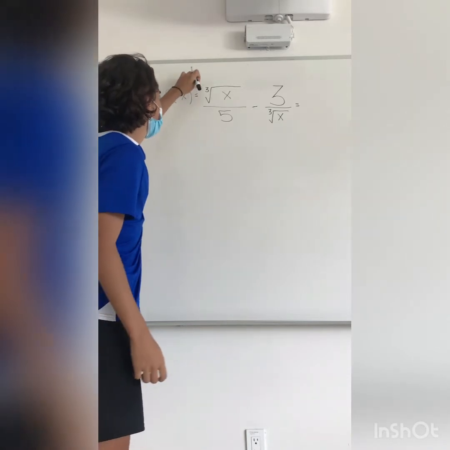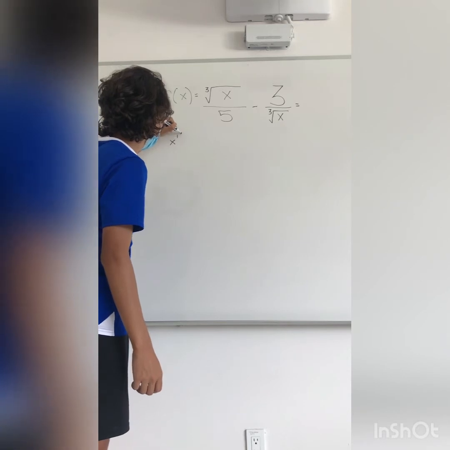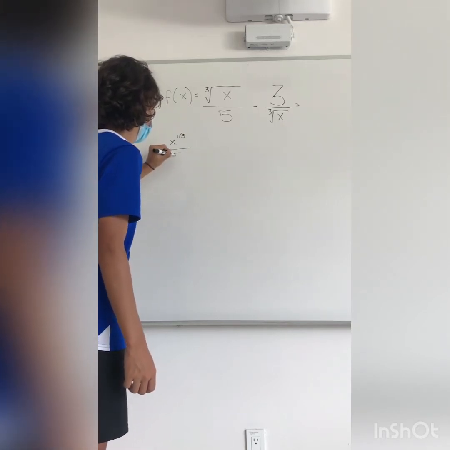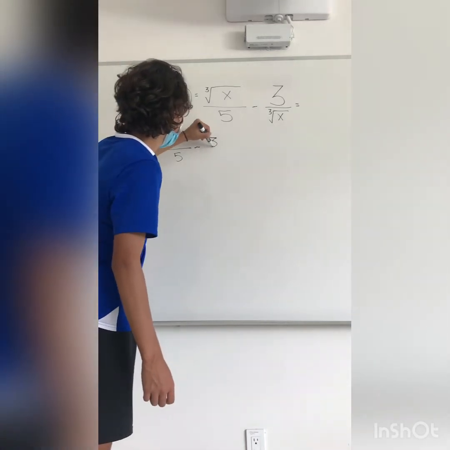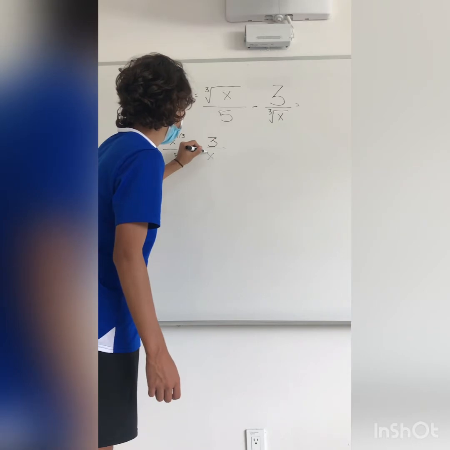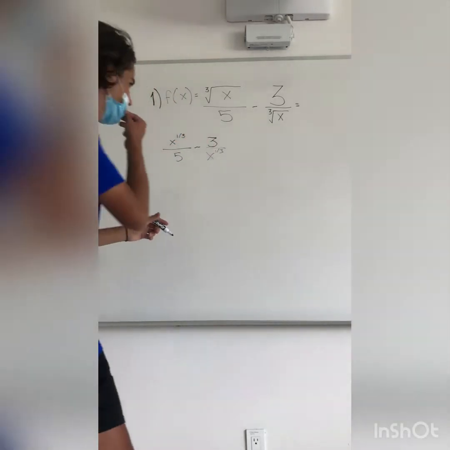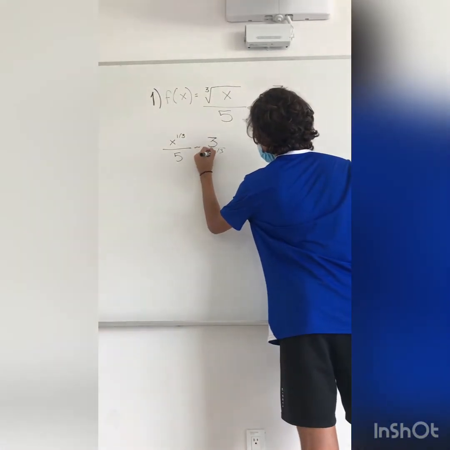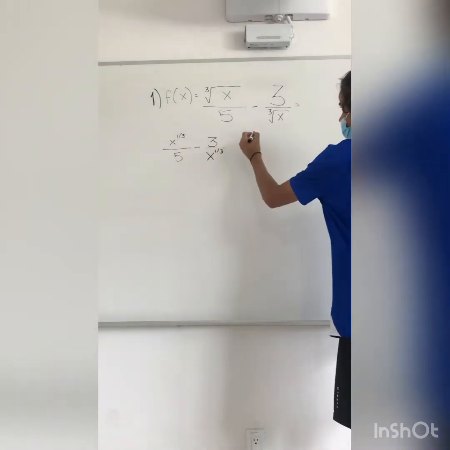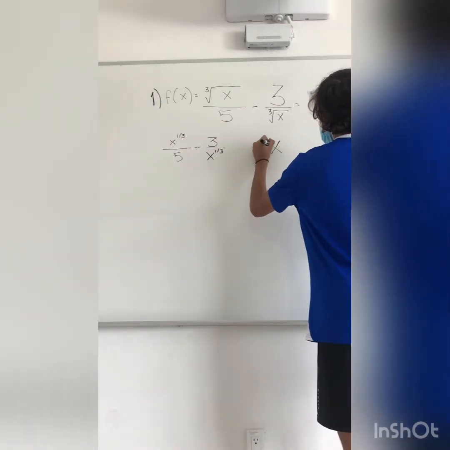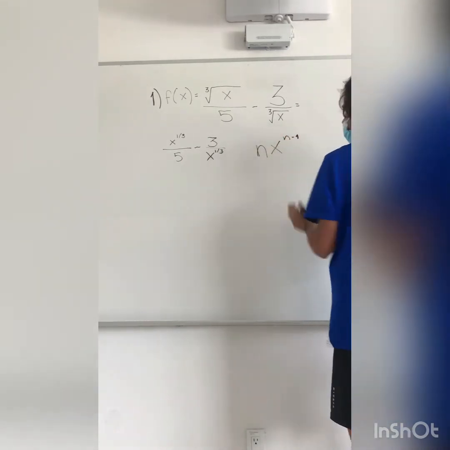So first, the third root, we turn it into x to the 1/3, and the 5 stays the same way. And now the other fraction is the same. Now that we have this, we can derive this one with the nx to the n minus 1.